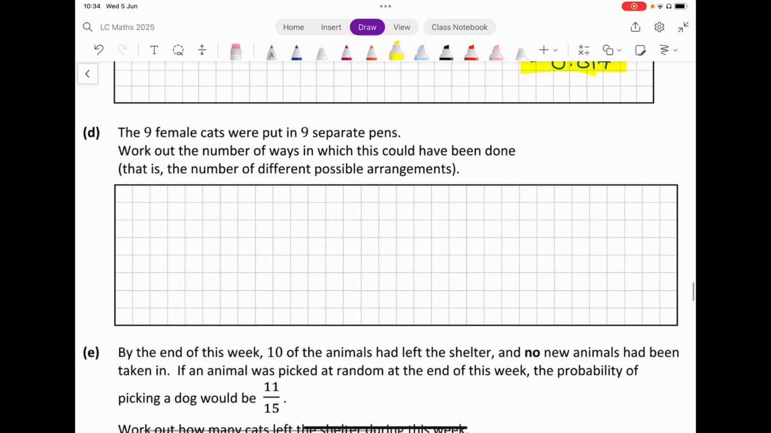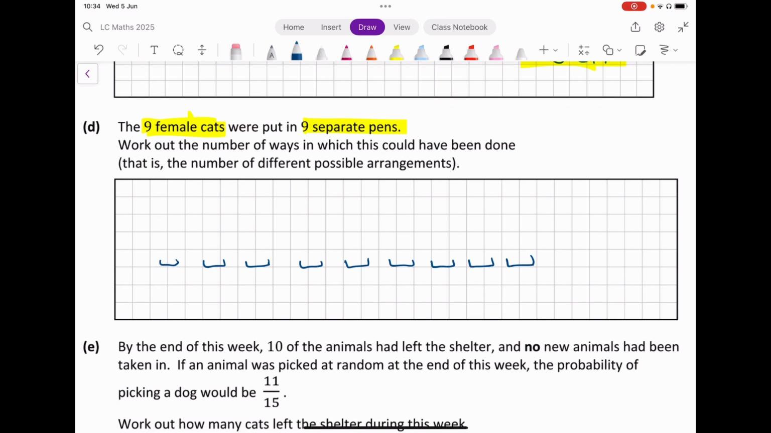Now, 9 female cats were put in 9 separate pens. First thing I'm doing is I'm doing 9 separate pens. I'm going to represent them by these boxes. 4, 5, 6, 7, 8, 9. Work out the number of ways in which this could have been done. That is the number of different possible arrangements. So we think to ourselves, well, how many cats can go in the first box? Sorry, we turn that down again.